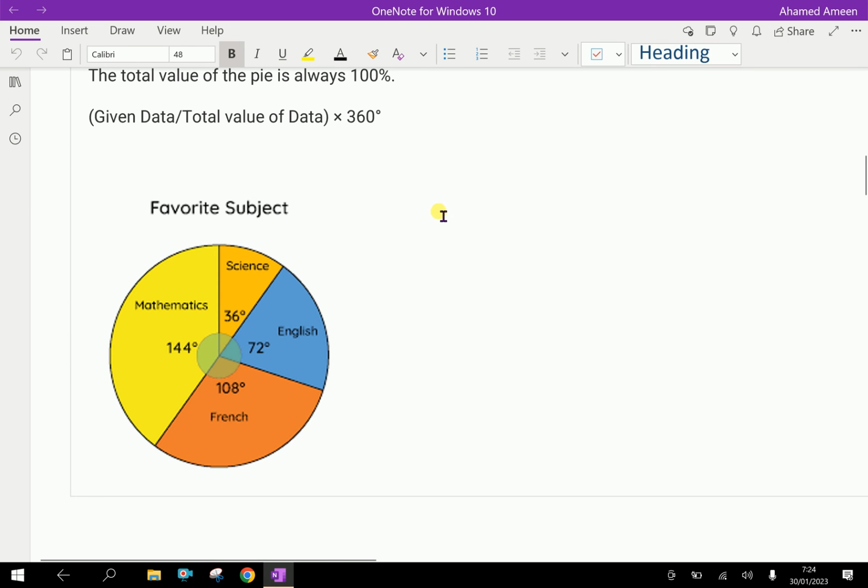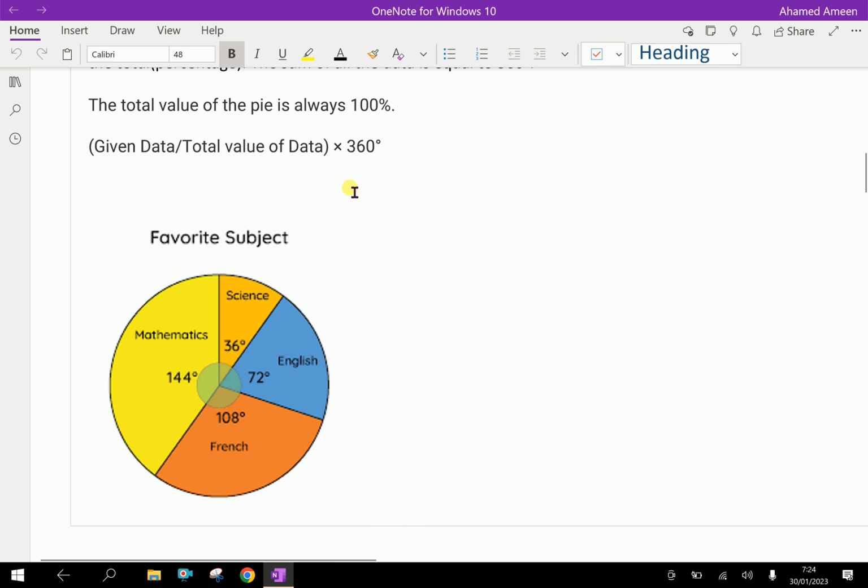From that data, first we find the sum by adding all the data, then we have to get the degree for each subject. That is how to do it: the data for a particular subject, for example science, divided by the total, multiplied by 360, gives, for example, 36 degrees. For mathematics, the data divided by the total data, multiplied by 360, gives 144, like French.